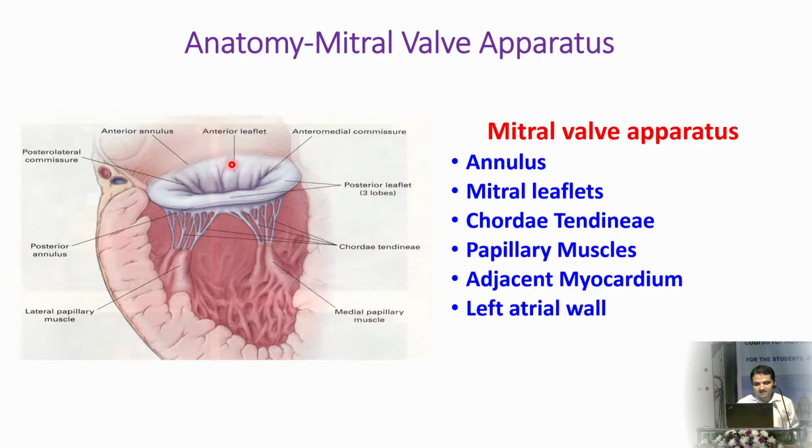So this is the anterior mitral leaflet, this is the posterior mitral leaflet, this is the medial commissure, this is the lateral commissure, this is the medial commissure. Then we have the papillary muscles. This is the chordae tendineae, papillary muscles, then the LV free wall. These are the various components of the mitral valve apparatus.